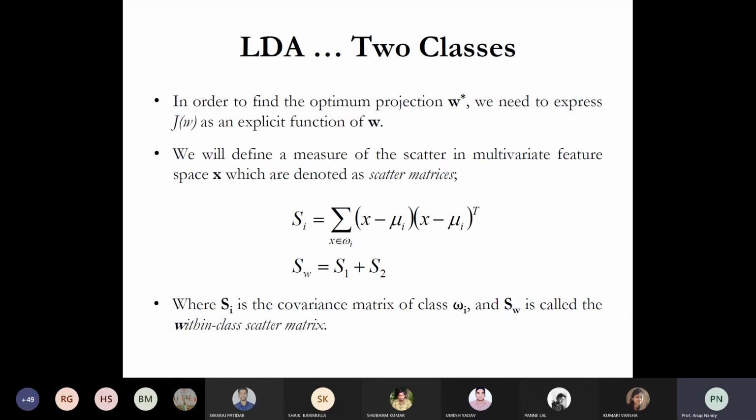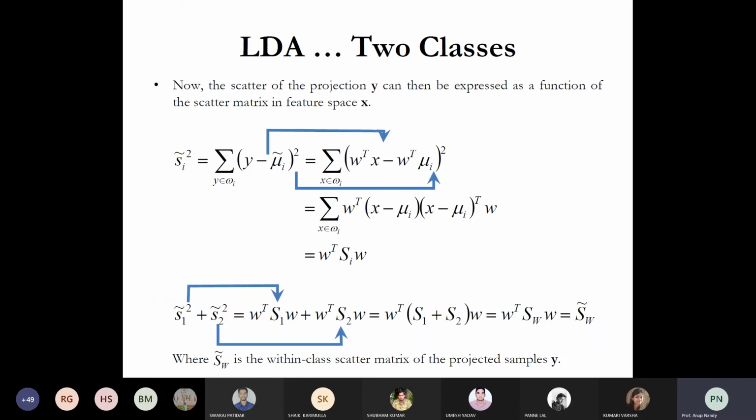Okay, and that is (x − μy)(x − μy) transpose, where Si is the covariance matrix of the class Wi, because you are considering the entire class of data points. SW is called the within class scatter matrix, so SW is equal to S1 plus S2. You have (x − μ1)(x − μ1) transpose for one class, then (x − μ2)(x − μ2) transpose for the other class. Then you have to compute the within class scatter matrix.